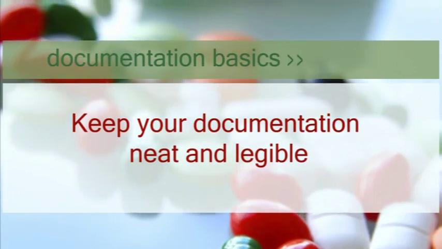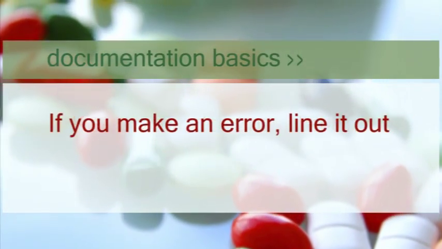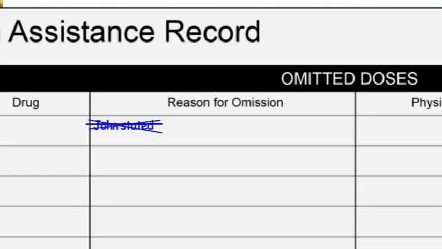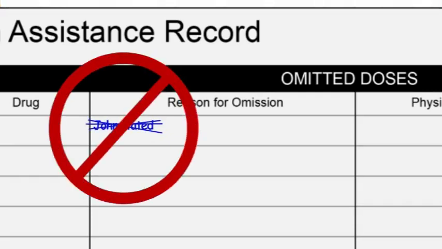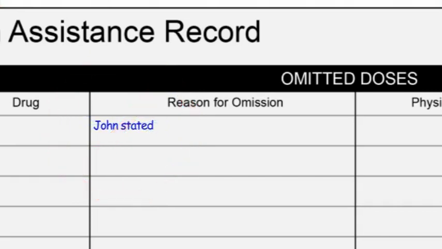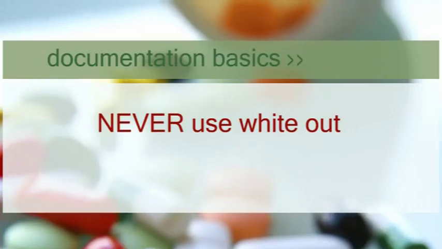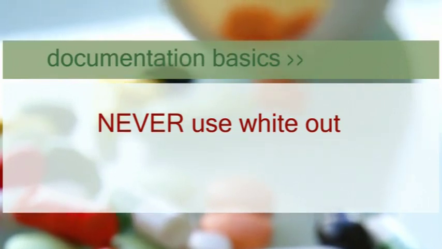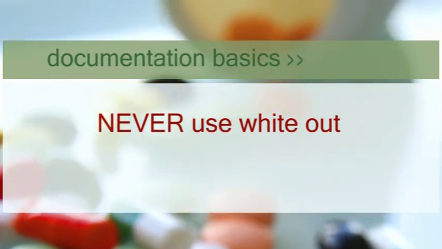Finally, it's important to understand what to do if you make an error in your documentation. You never want to use whiteout or in any way obliterate your notes. Rather, if you make a mistake, simply put one line through the error, write the word error above it, and put your initials. You can then go on to complete the corrected note. This is a way of showing someone I made a mistake, but I've corrected it. If you ever use whiteout or obliterate a note, it could be misconstrued as falsifying a documentation.